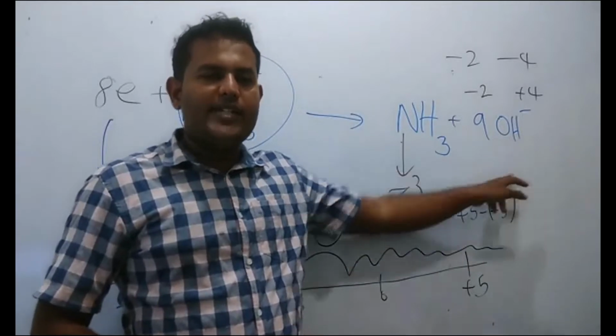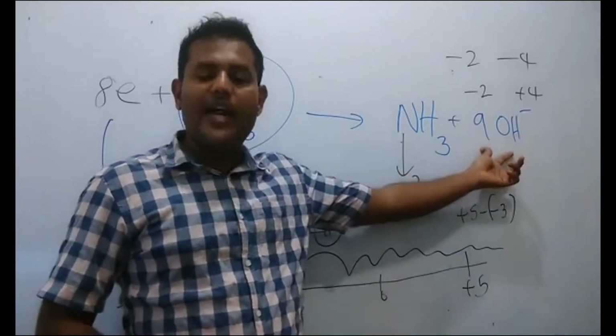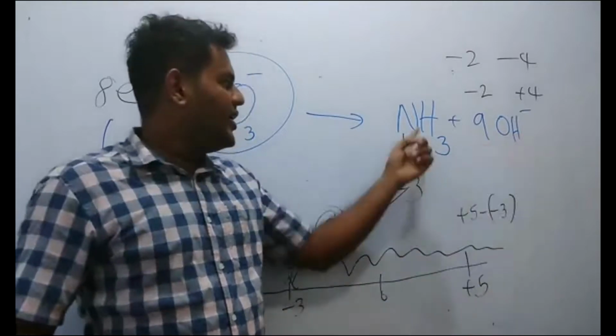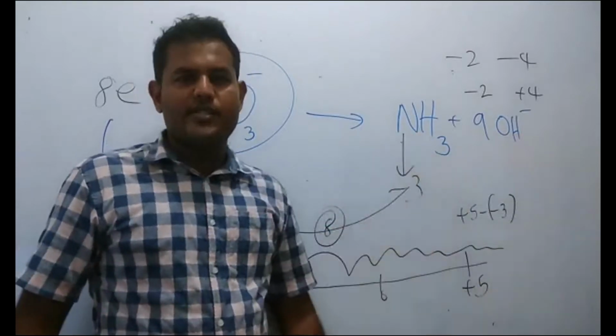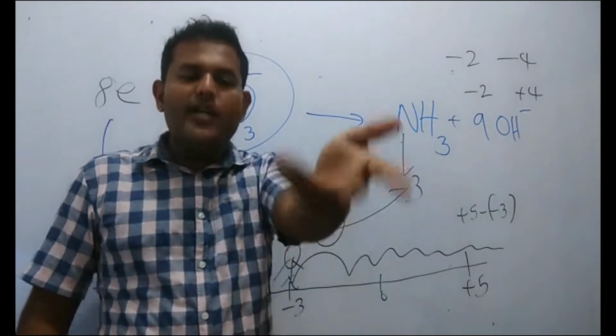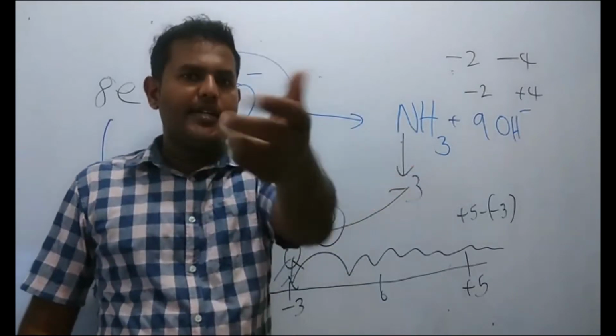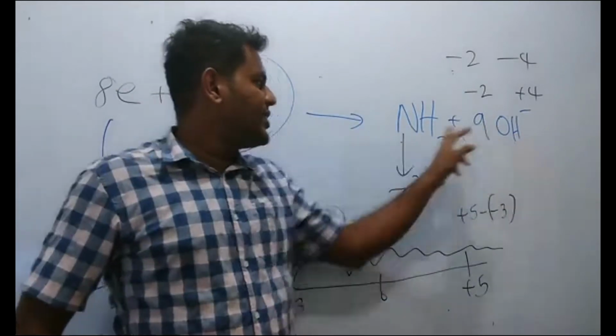Now in right side, how many hydrogens are there? You just take 9 hydrogens. No. In ammonia also you have 3 hydrogens. Right side, total number of hydrogens you have. Total hydrogens. So here 9 hydrogens and here 3 hydrogens.